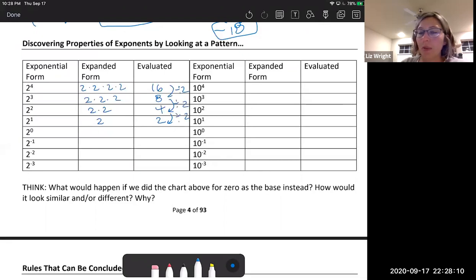So then 2 to the 0. Sometimes students will give me the answer like, oh, that's 0. Well, look at the pattern. If we take this 2 right here and we divide it by 2, following this pattern, 2 divided by 2 is going to give us 1 here. So here I'm just going to write 2 to the 0 for that one, and our evaluated form of that is going to be 1. So any non-zero number raised to the 0 power is going to equal 1.